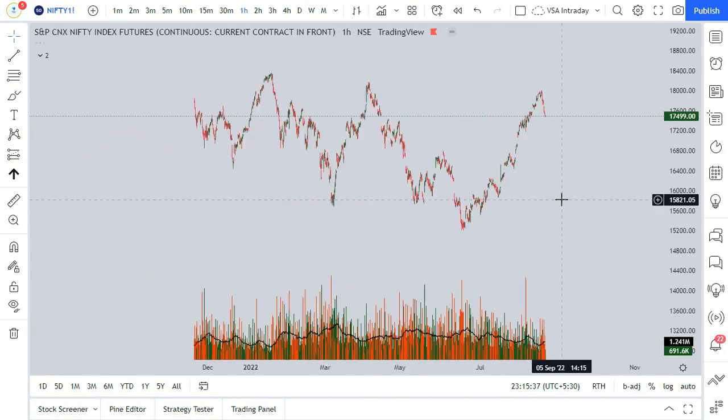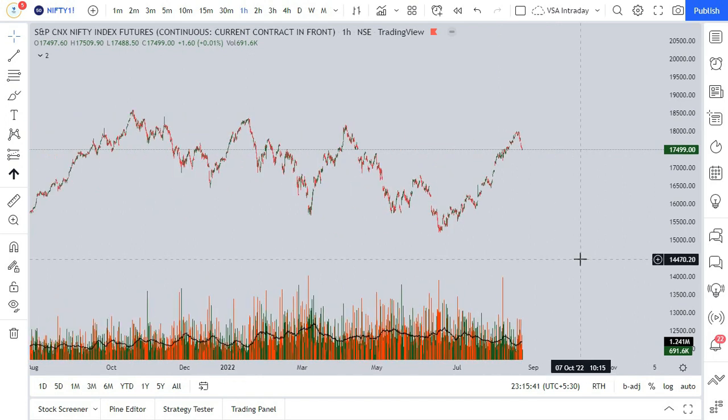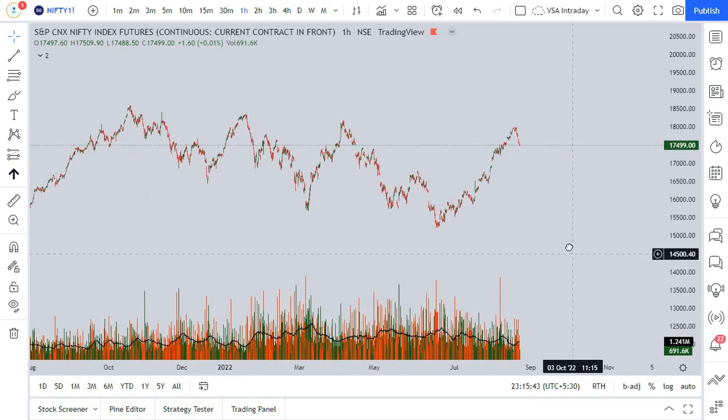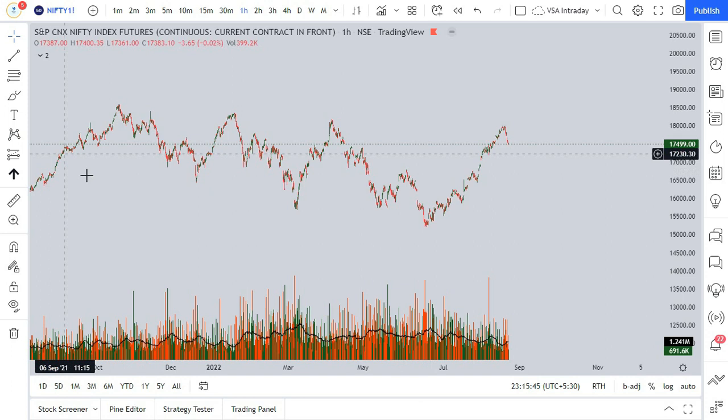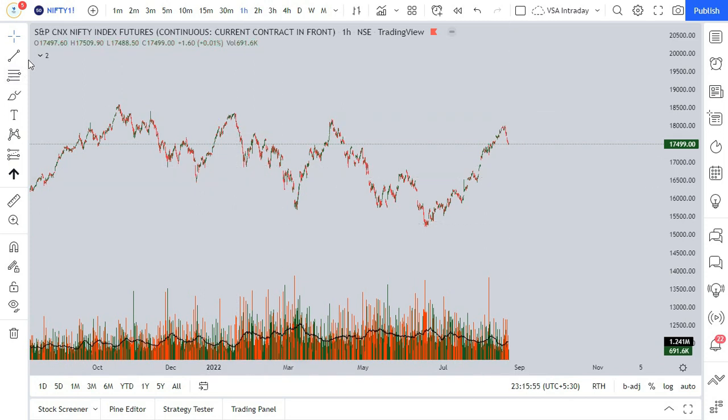I'm zooming out and checking the charts right here. As you can see, I see some sort of structure right here, right? Usually people don't do this. What people actually do is just draw the levels. They'll say, oh, there's a resistance that's been forming right here and the market might reverse from these levels. That's not how you should see things.